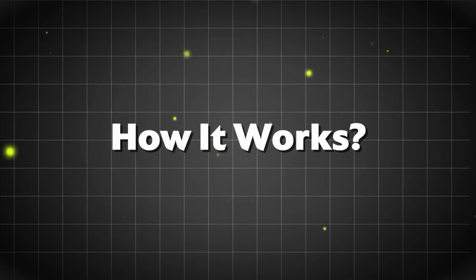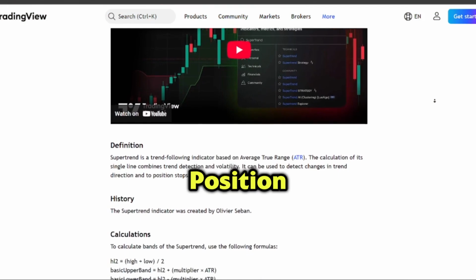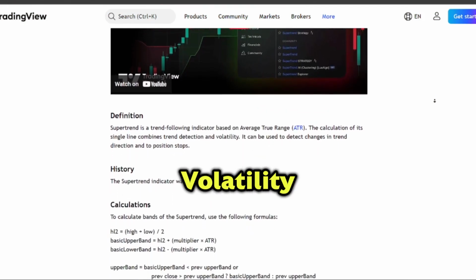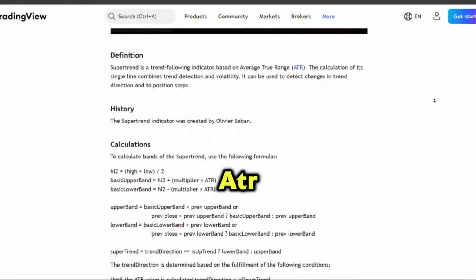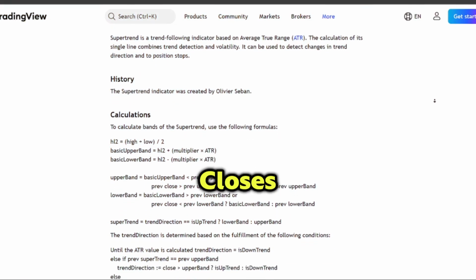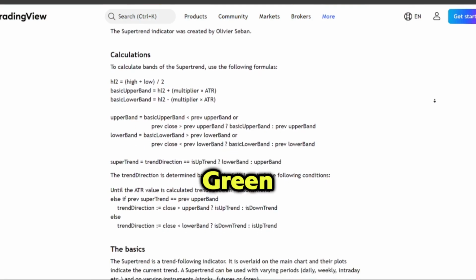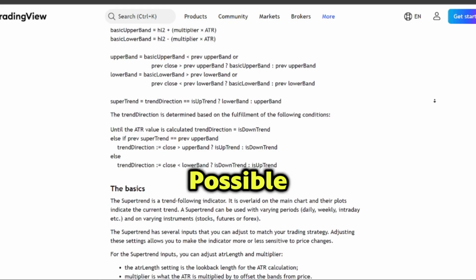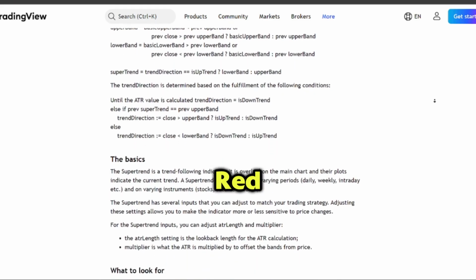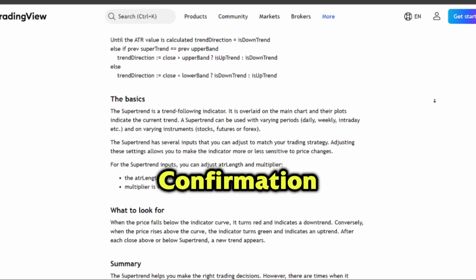How it works. The Supertrend plots a line on your chart that shifts position depending on price movement and volatility, typically calculated using the average true range, or ATR. When the price closes above the line, it signals a potential uptrend, and the line turns green. When the price closes below it, it signals a possible downtrend, and the line turns red. Many traders combine it with other indicators for confirmation.